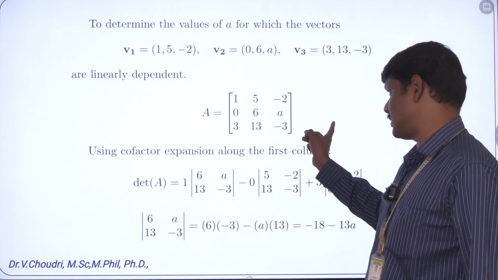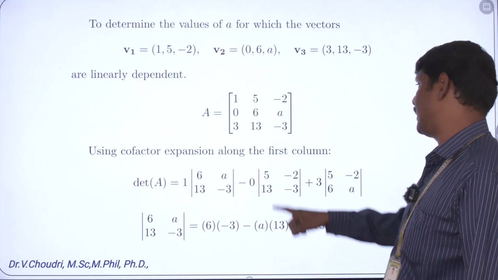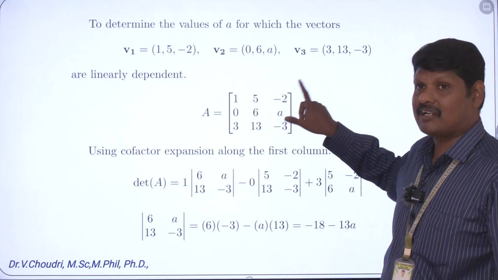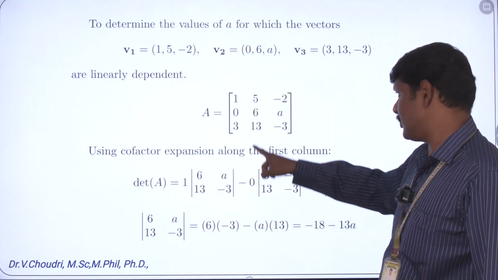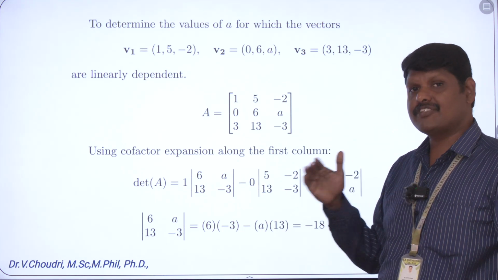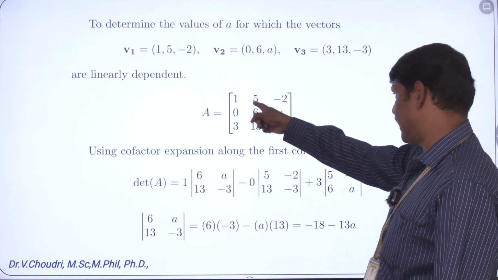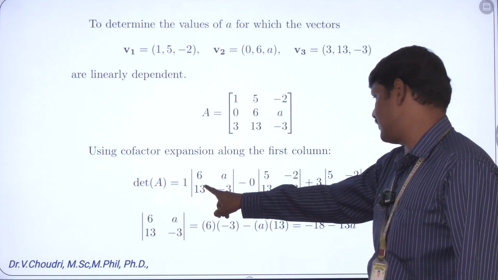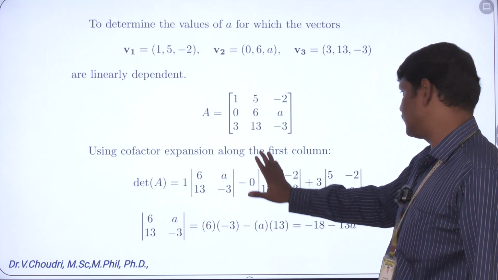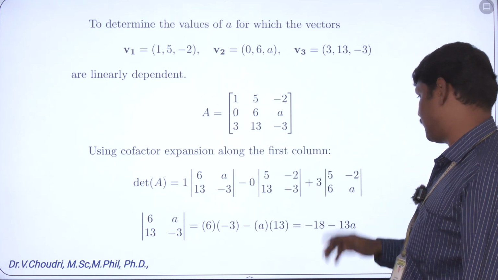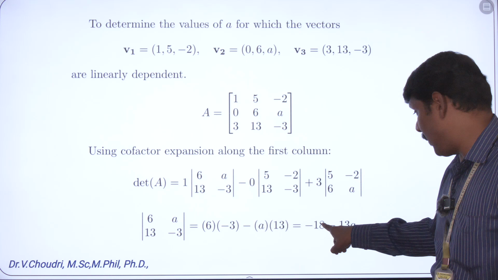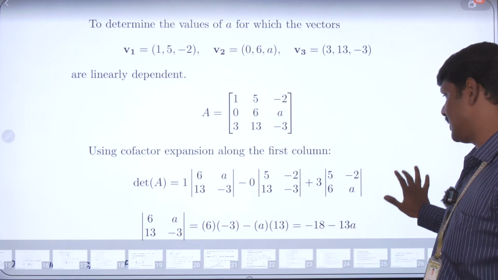Using determinant expansion by the first column, because in the first column one element is 0 only, it is easy to find the determinant value. So I am taking the first column, 1 into the determinant, 0, second is 0, third corresponding determinant. What is the answer? -18 minus 13A.